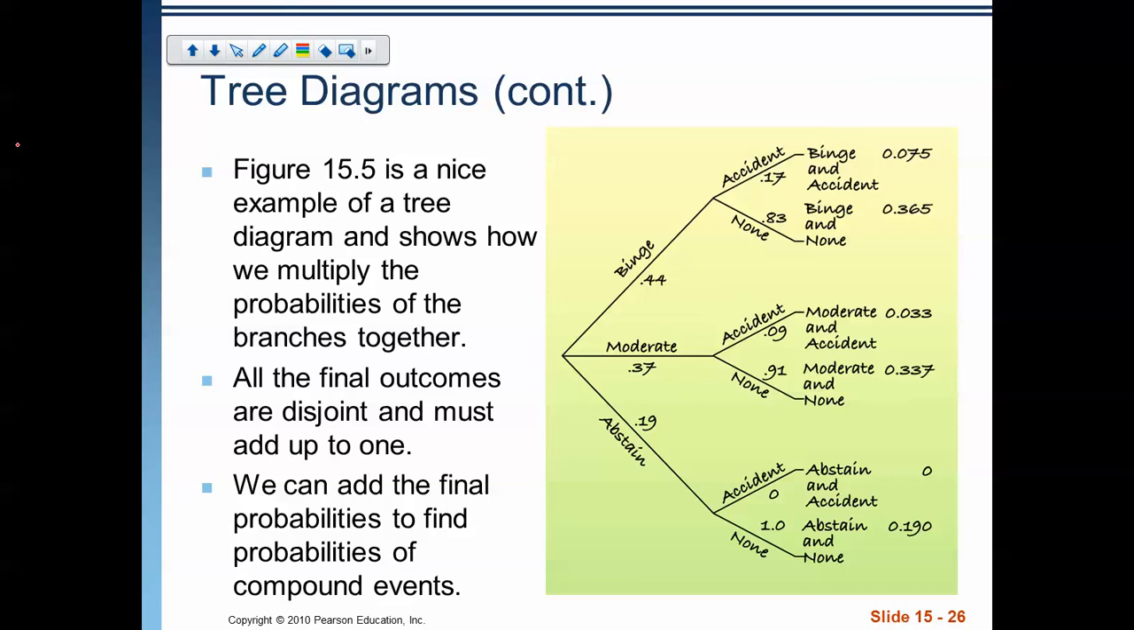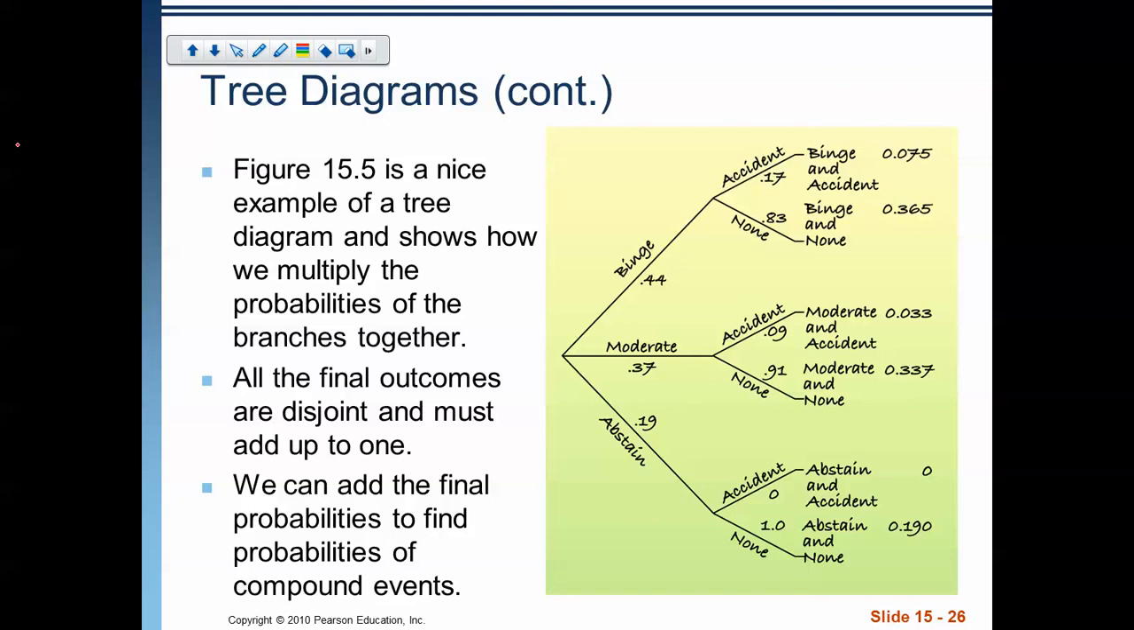So what a tree diagram is, you are drawing branches of a tree based on the different events that you have. In this particular example, we have two different events. We have whether or not a student is a binge drinker, moderate drinker, or abstains from drinking. And the second event is whether or not they've been in an accident or have not been in an accident.